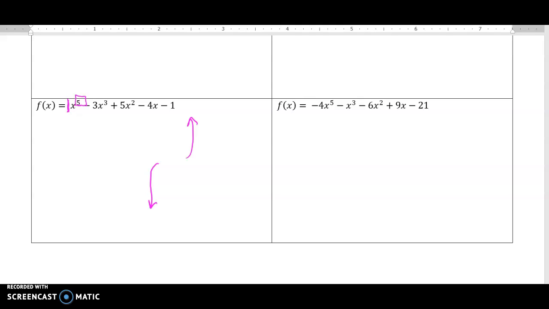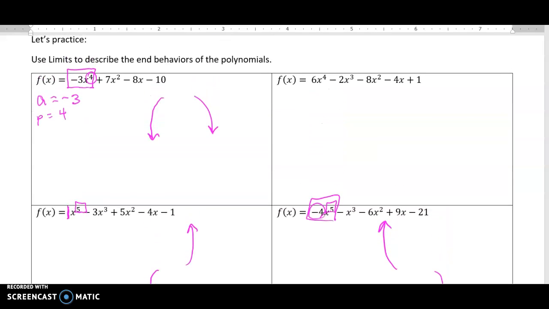Okay, let's try the one right beside. We have -4x to the fifth. So if my leading coefficient's negative, my graph will fall on the right. If my power is odd, then my arrows are in opposite directions, so it would have to be moving up on the left. Okay, last example, 6x to the fourth. My leading coefficient is +6, which means it's rising on the right side of the graph. And my degree is even, so the arrows will be even with each other. So it is moving up on the left as well.